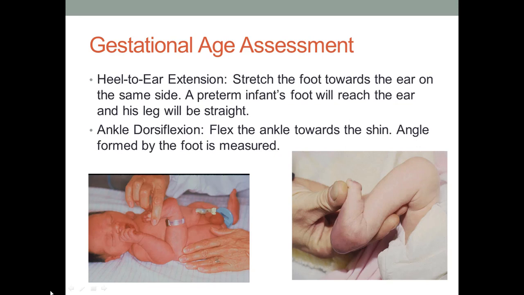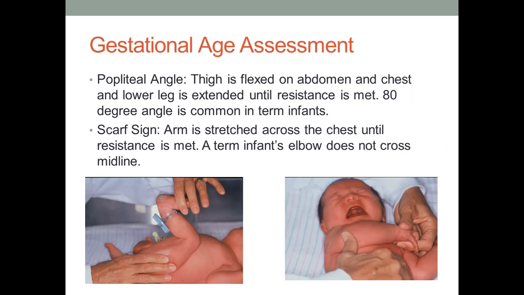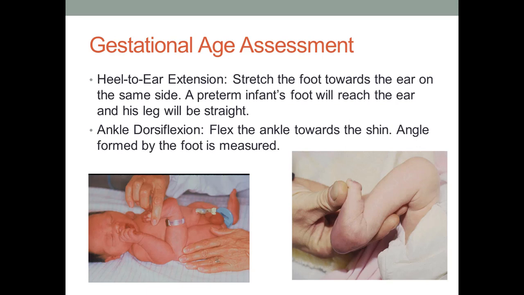Heel to ear extension. You're taking the baby's foot and bringing it up towards the ear. It is kind of the same thing as the popliteal angle, but it is determining how far that leg will stretch. In a preterm baby, that leg and foot will reach right back up to the ear, and the leg will be straight. As you can see in this picture, that baby is unable to straighten their leg all the way up to their ear, so that is a term baby.